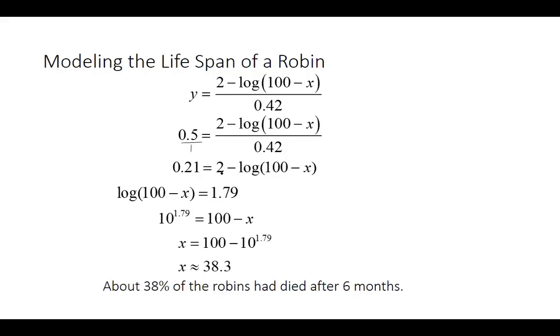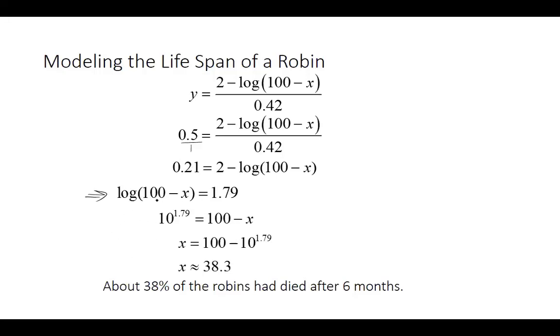And then what I can do is I can subtract 2 from both sides of the equation, and then multiply both sides by -1, so I can make this coefficient positive. Or I can move minus log of 100 minus x to the left-hand side, and then on the right-hand side I get 2 minus 0.21. Right at this point here, I need to eliminate the log.